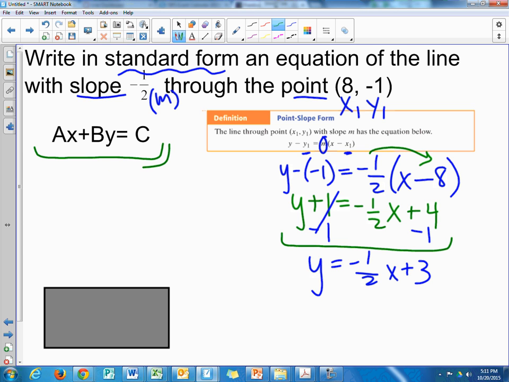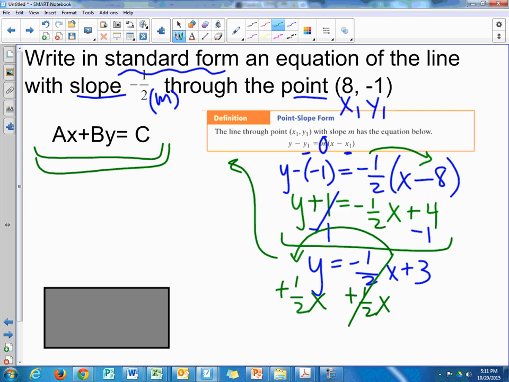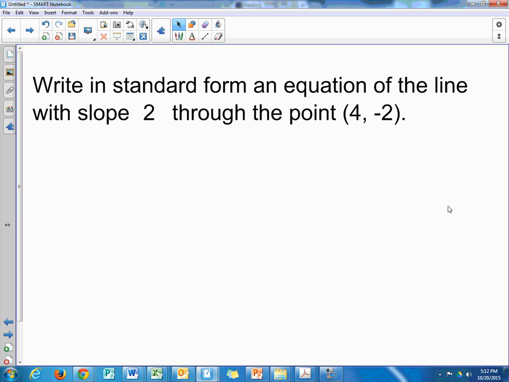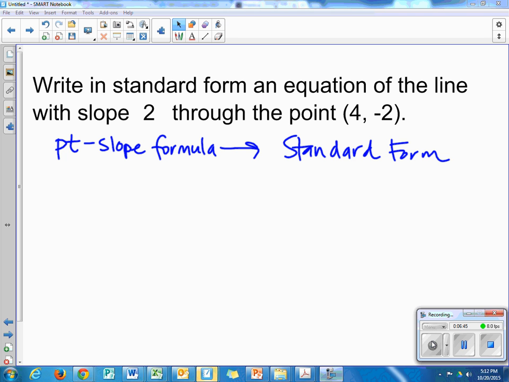How do we get this to look like this over here? All we need to do is bring this to this side, and we're done. So now the inverse of subtracting is adding. Cancel this out. Let's bring this all the way over here. Let's do x first, since we need that in standard form. And that's it. That is standard form. So please make sure you complete this one more time to make sure you understand. Okay, so give it a shot here. See if you guys can complete this for practice. My hint to you is to use the point-slope formula first and then convert it over to standard form.